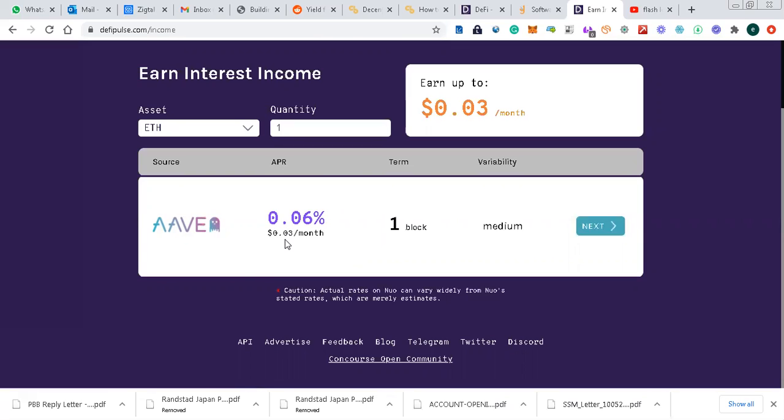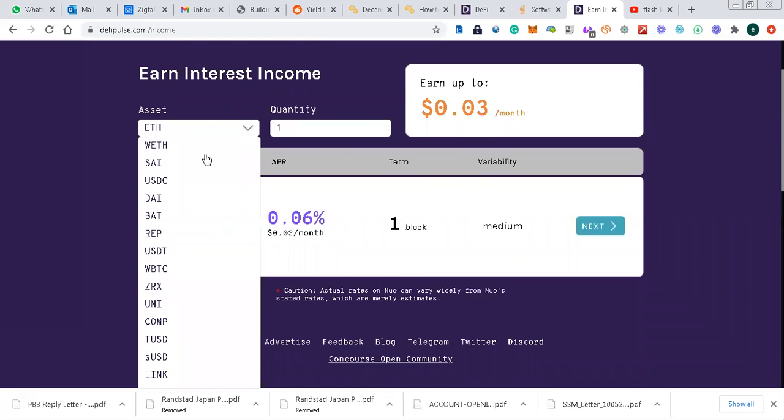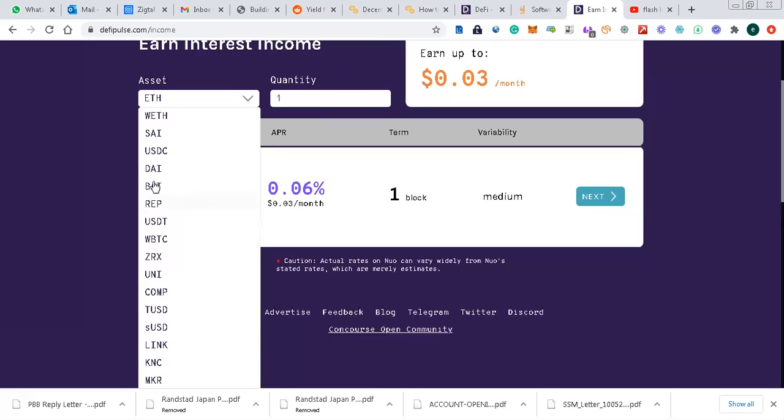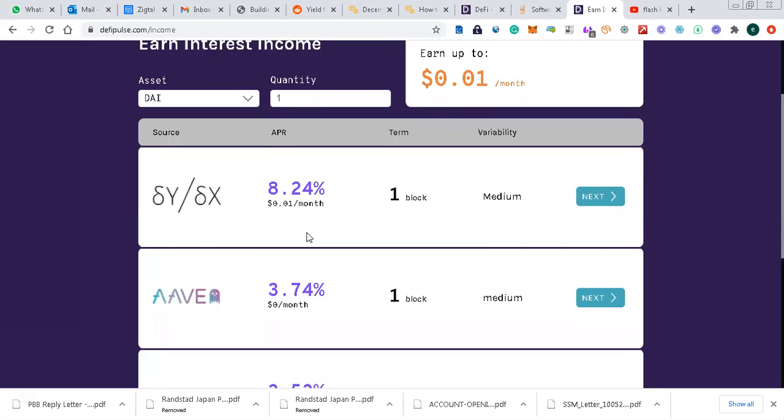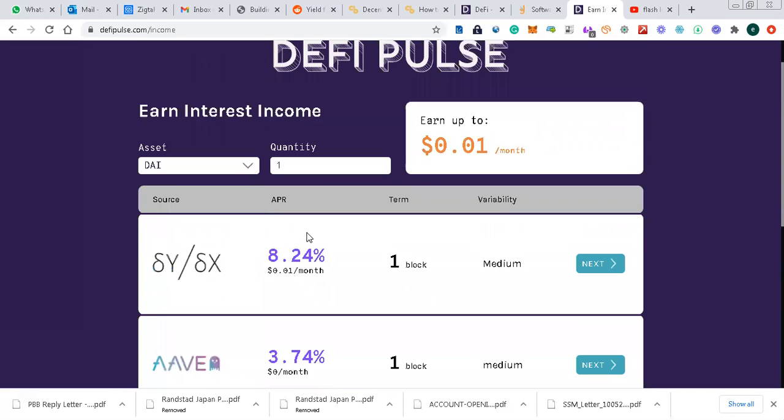This 0.03 cents is based on the current price of Ether. I think that's very high now. I can't remember exactly how much it is right now. But for example, if you use DAI, which is very common, in this case you will get about 8%. This is DYDX.